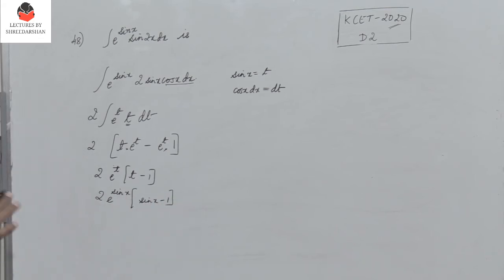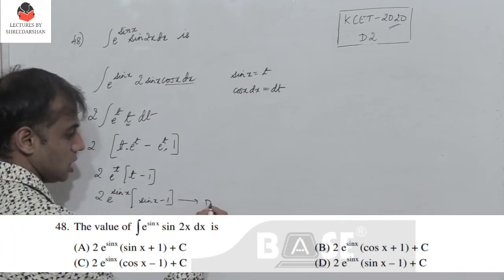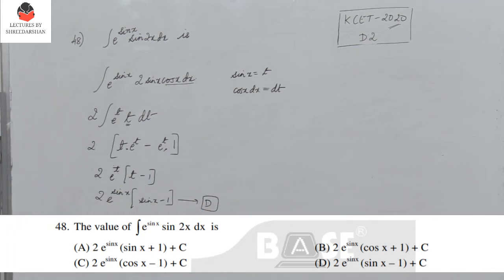Right? So if you observe the given 4 options, which you can see on the screen, this corresponds to D. Right? So the right answer is D.